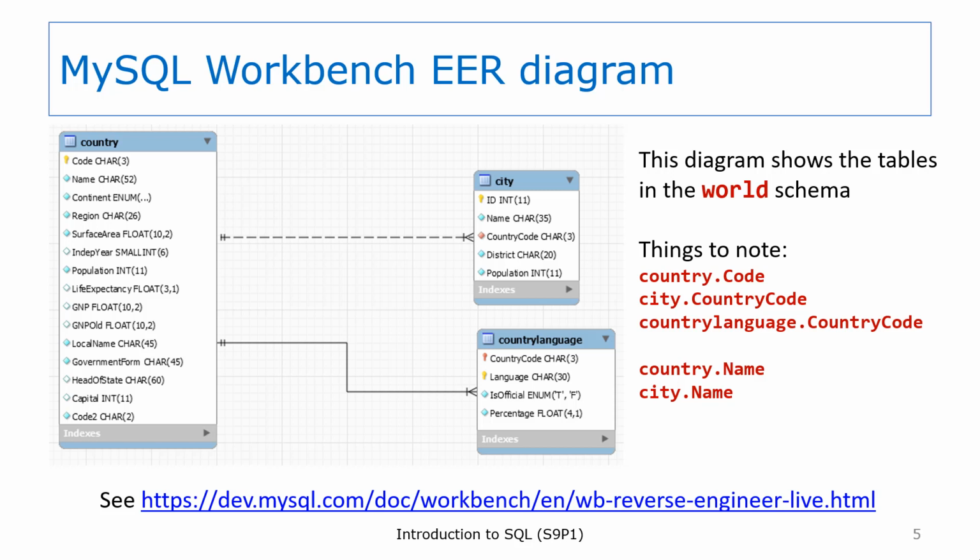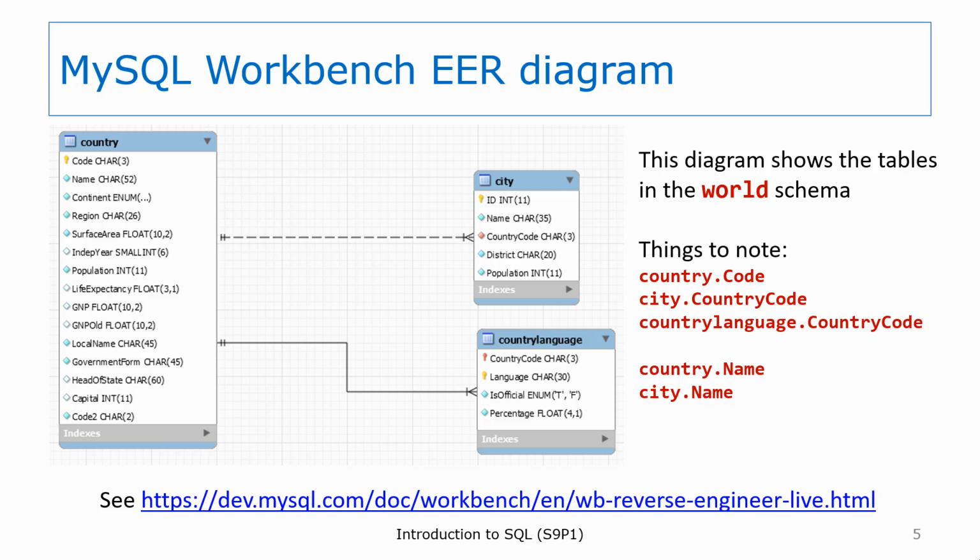Now, there are a few things that you should notice before we leave this slide. First, in the country table, the column name that we will use to relate the tables is called code, the three-letter country code. In the city and country language tables, the equivalent column name is country code. As you'll see in the next video, the column names do not have to be the same when you create a join.